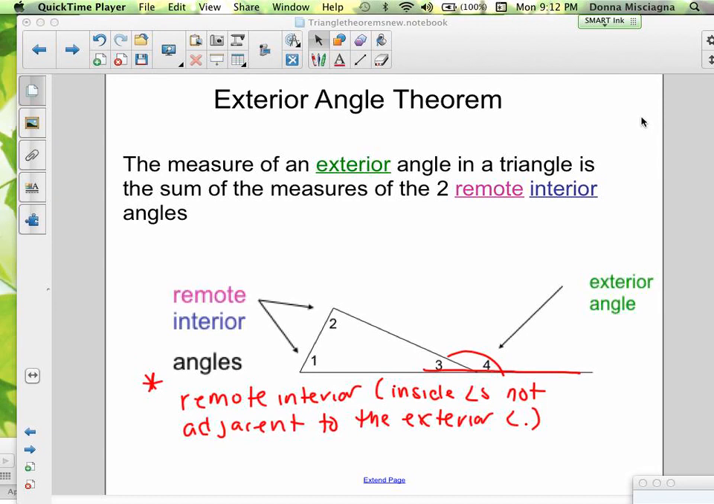Welcome to Exterior Angle Theorem. This is actually going to be a fairly short lesson. We're going to look at what an exterior angle is. We're actually going to prove an exterior angle theorem, and then we'll do one problem.